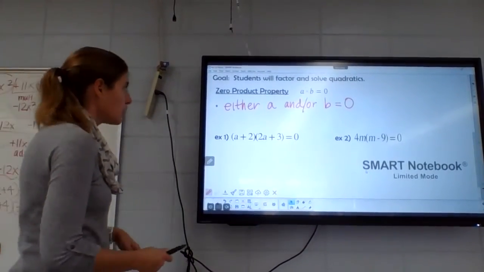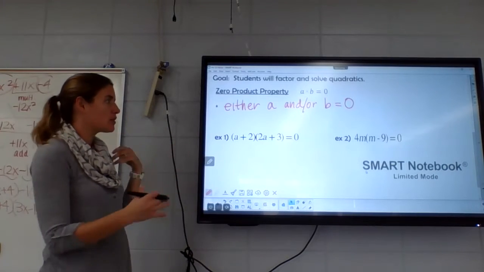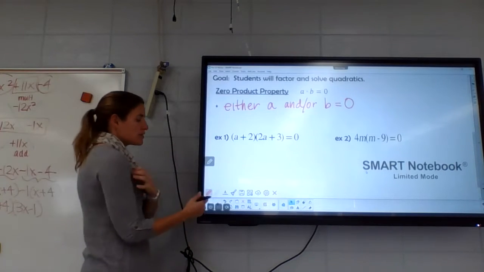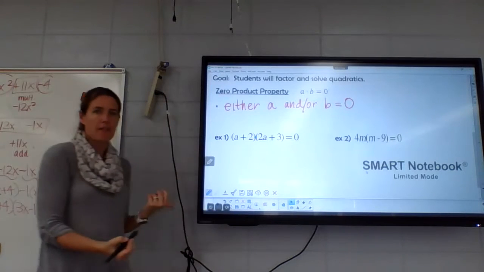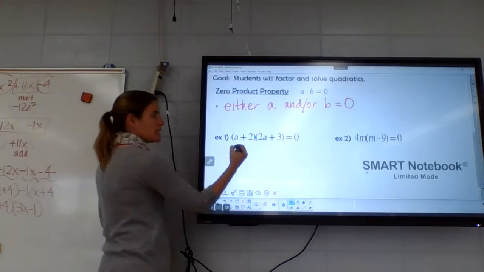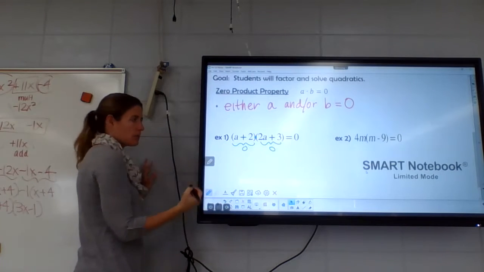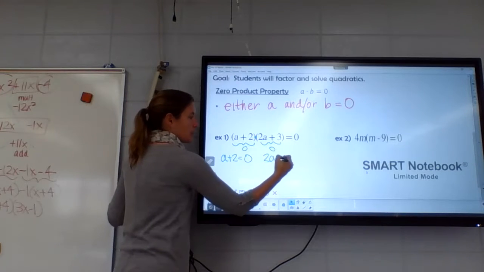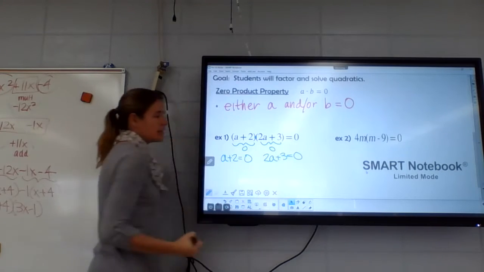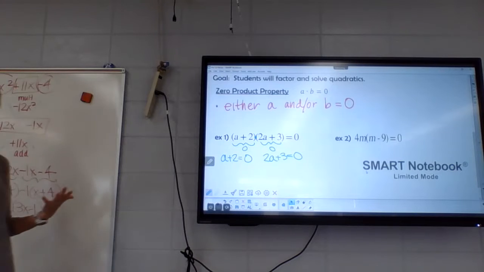Okay, so where that comes into play now, the zero product property: either one or the other equals 0. So if I'm looking at a problem like this, these two are being multiplied together and they equal 0. That means either a plus 2 equals 0 or 2a plus 3 equals 0. These are already factored for me, so I didn't have to do that step. And those become very easy equations for us to solve.